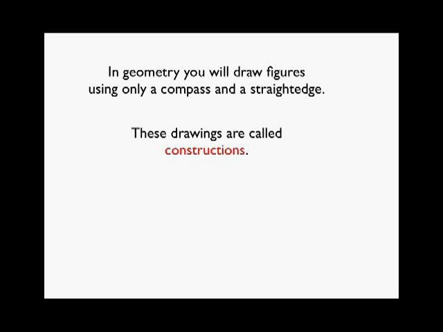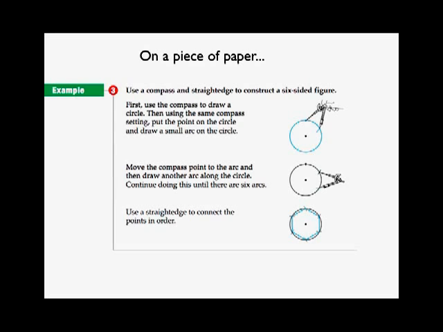In geometry, you will draw figures using only a compass and a straight edge. These drawings are called constructions. On a piece of paper, use your compass and straight edge to construct a six-sided figure. First, use your compass to draw a circle.